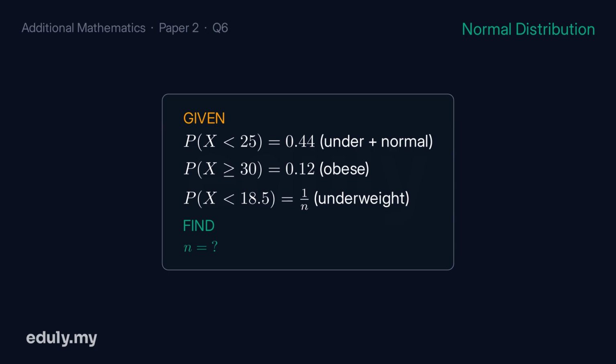Let's write the givens as probabilities. The chance a worker is below a BMI of 25 is 0.44. The chance of being obese, at or above 30, is 0.12. And the chance of being underweight, below 18.5, is 1 over N. That last one is what we are after.